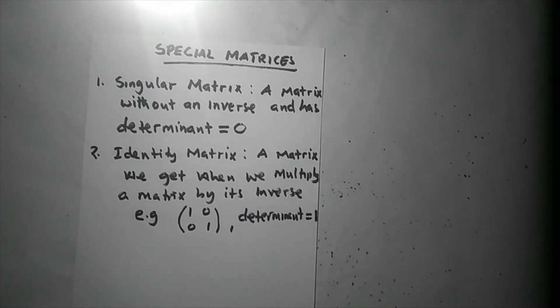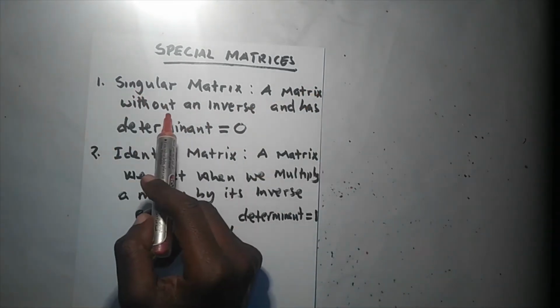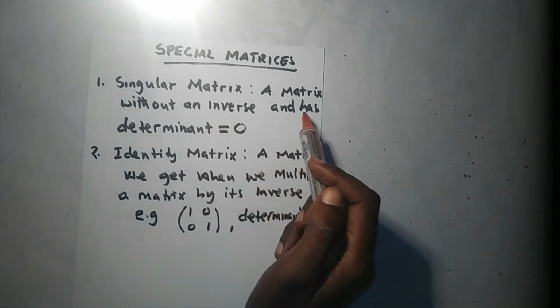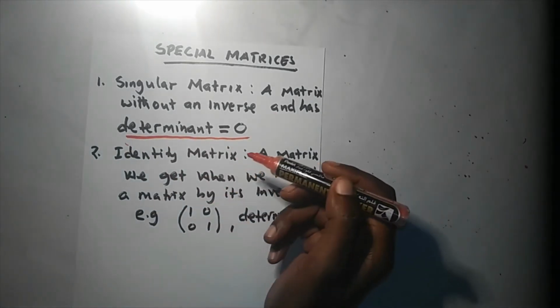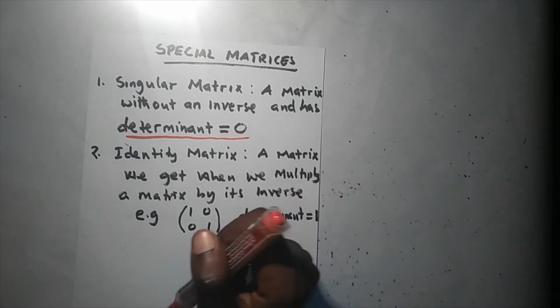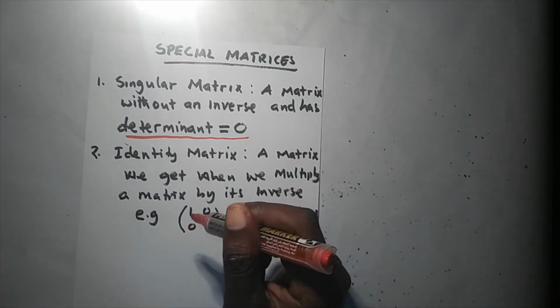This morning I would like to talk to you about some special matrices that we have. Of course, there are so many of them. I've just chosen two. The first one is what is known as a singular matrix. A singular matrix is a matrix that is without an inverse. It does not have an inverse. And why doesn't it have an inverse? It's because its determinant is always equal to 0. So when the determinant is 0, it means a matrix has no inverse, and therefore it's known as a singular matrix. You have to keep that in mind.